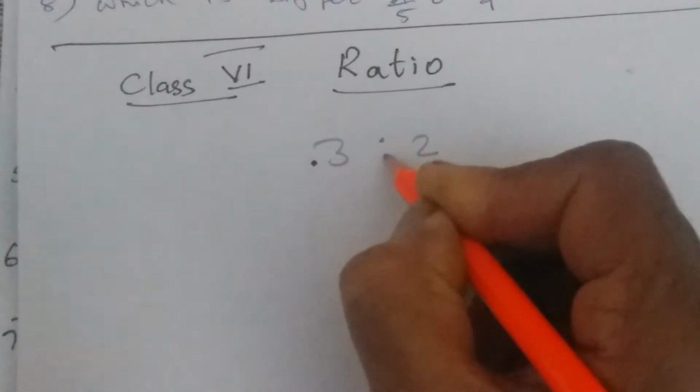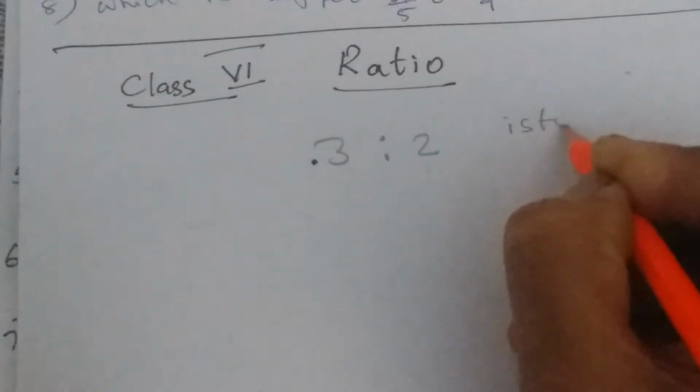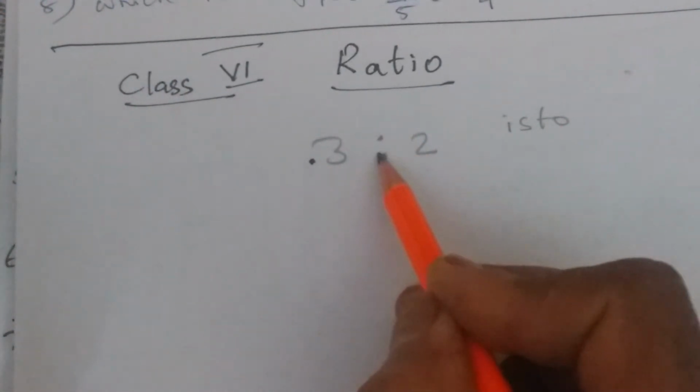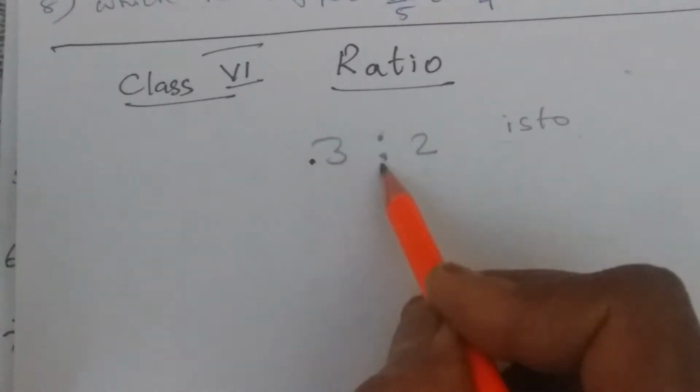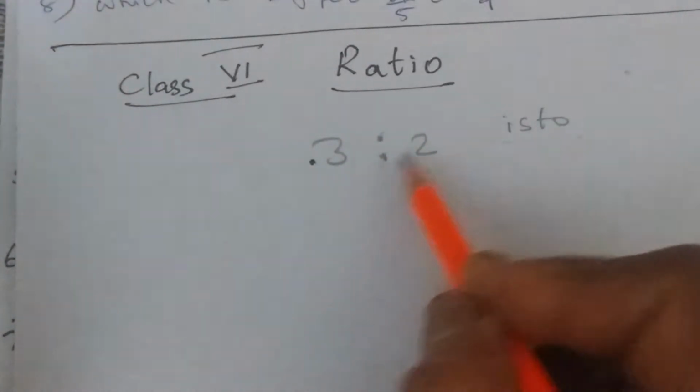And the symbol is we put two dots. And how do we read? Is to. 3 is to 2. And the symbol this we read it as is to, and symbol is just put two dots, one on top and one below that. 3 is to 2.